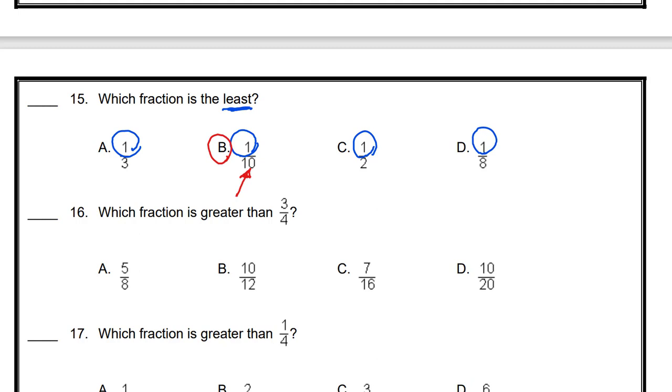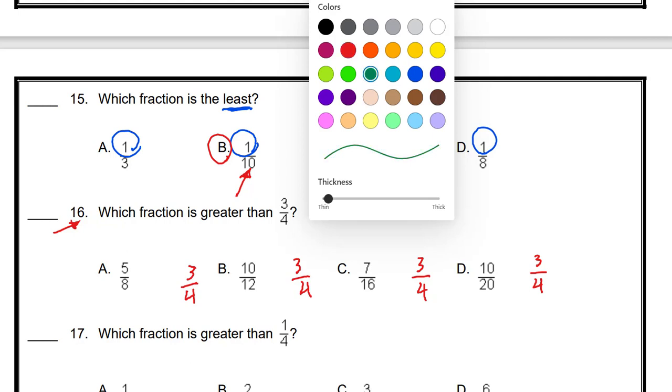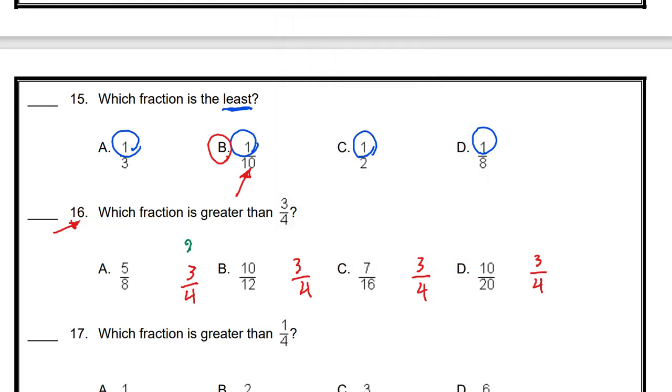And if we want to solve a question like question number 16 here, which fraction is greater than 3/4, we write the 3/4 next to each one of them, and we compare each one to the 3/4. The first one, 8 multiplied by 3 is 24, 4 multiplied by 5 is 20. So this one is less than. We need greater than, so this one is wrong. The next one, 12 times 3 equals 36, and 4 times 10 equals 40. So this one is greater. We need greater, so this one is right.